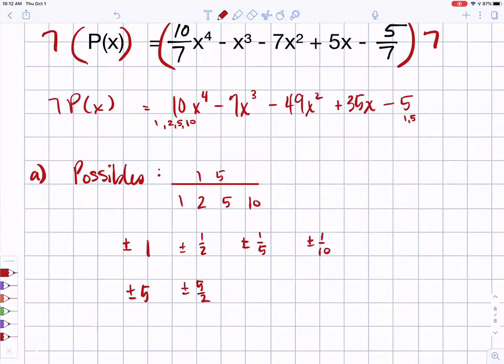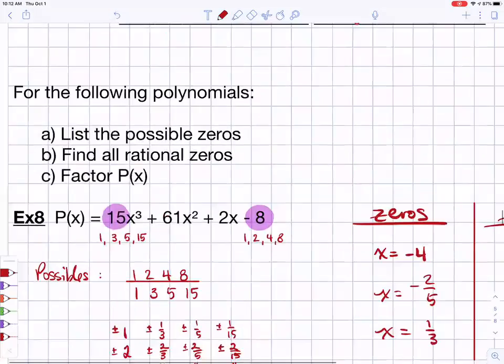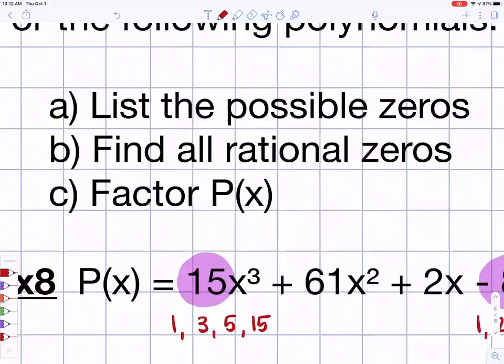Okay. So that takes care of part A. Let's go back to the directions. Part B, find all the rational zeros, or I keep calling them the actual zeros. Where do I go for this?